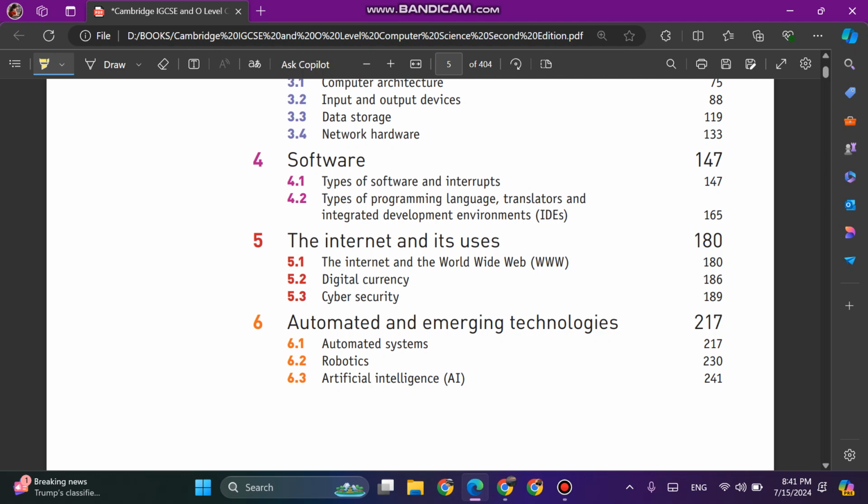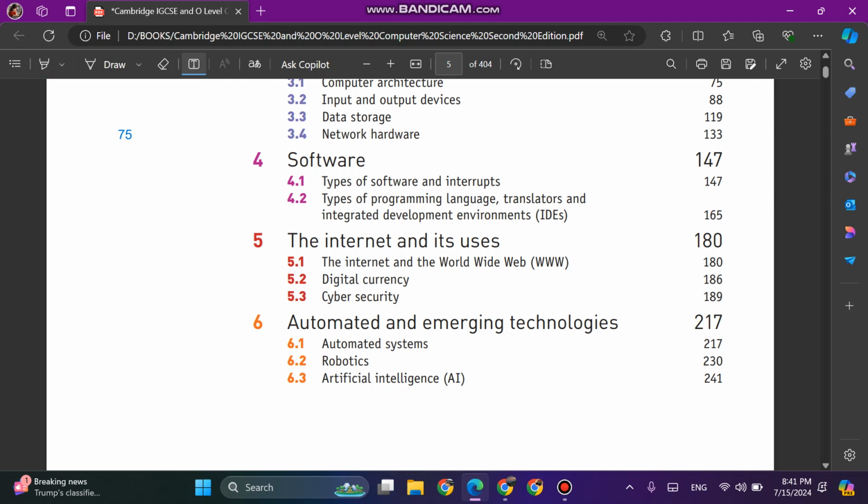All these 6 chapters need to be covered if you really want to gain good marks in P1 as well as in computer science P2. P1, as designed by Cambridge, is a 75 marks paper, and every section will be included.